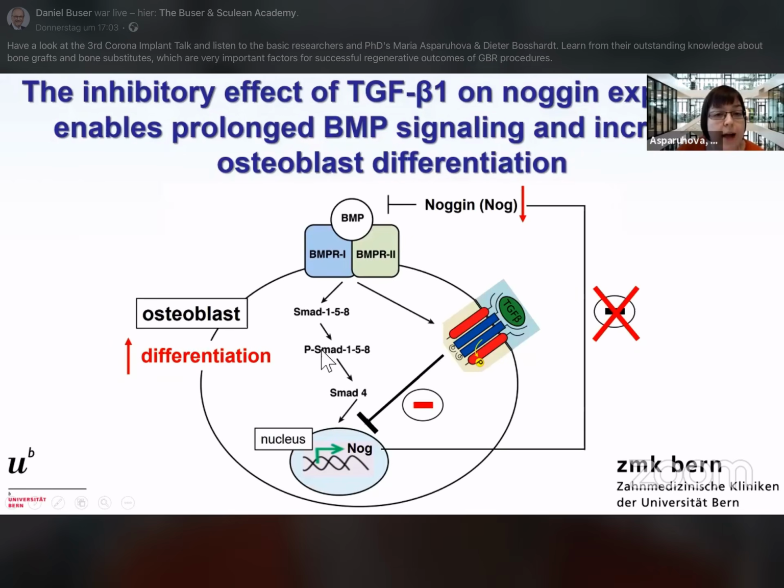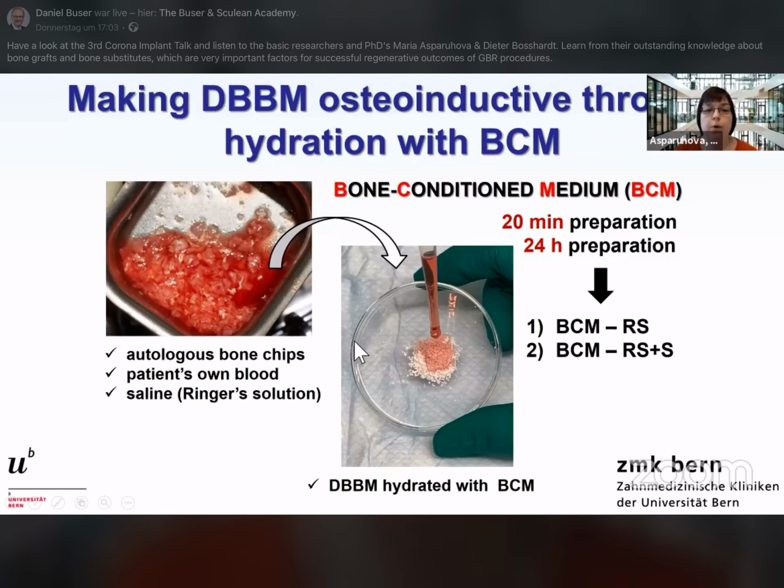With the next few slides, I'm going to show you how this growth factor-rich medium, BCM, can be used for activation of biomaterials, namely DBBM. Two BCM preparations, a short-term 20 minutes preparation and a 24 hours preparation, were used to hydrate the proteinized bovine bone mineral, in this case BIOS, and subsequently osteoprogenitors were seeded on the BCM-coated DBBM.